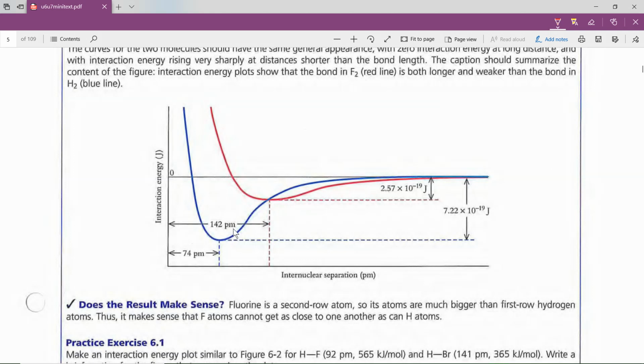Okay, I won't make too much of a fuss about these graphs, but I did want you to get the general idea that different graphs are going to have slightly different shapes, but you still get that well. If you don't have this well portion in there, then you cannot form a covalent bond. Okay?